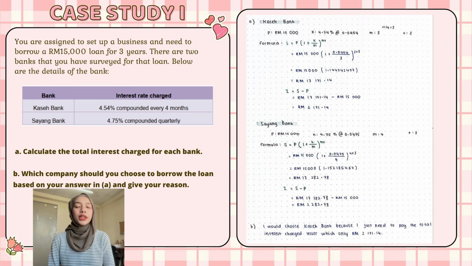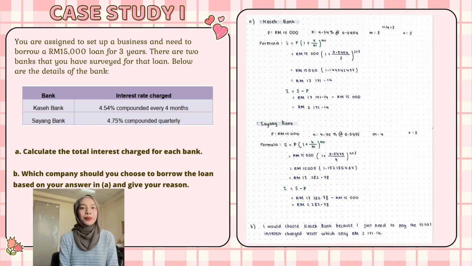For this question, we need to use the compound interest formula. Now, let's calculate for Kasih Bank first. We could say that P is 15,000 ringgit, k over m is 0.0454 divided by 12, mt is 12 times 3, and the answer is 17,171 ringgit 14 cents. After that, we need to use the interest charge formula, which is I equal to S minus P. Insert the total that we calculated earlier, which is 17,171 ringgit 14 cents minus 15,000 ringgit. So, the answer is 2,171 ringgit 14 cents.